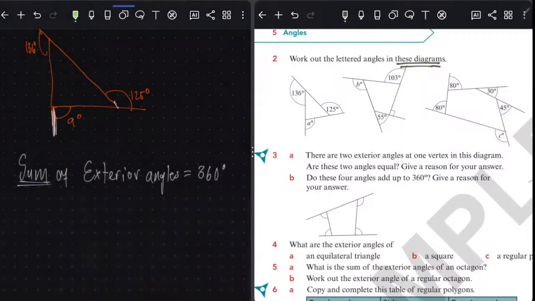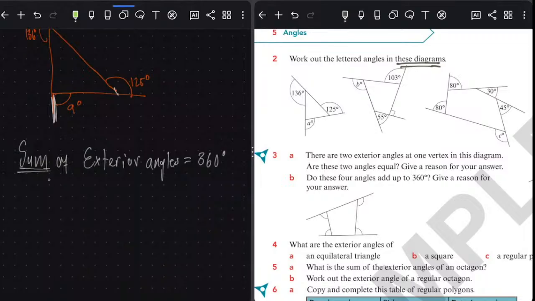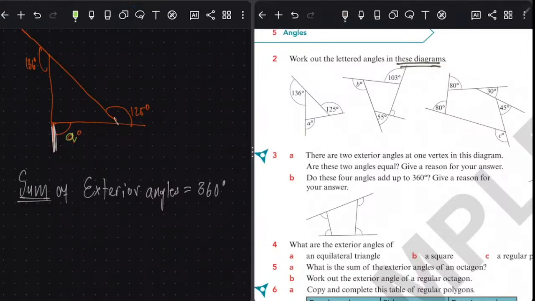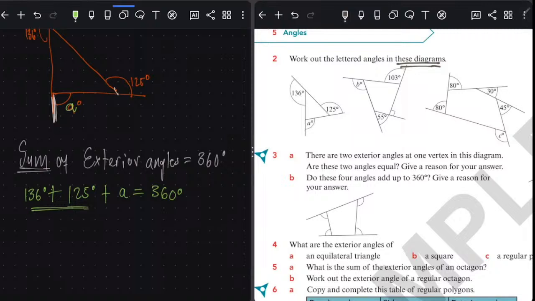Add. Yes. So tell me, what is the first angle there? 136. Well done. Plus what? 125. Plus what? A. What should it give you? 360. Well done. Now, can you add? What is 136 plus 125? Add it fast.